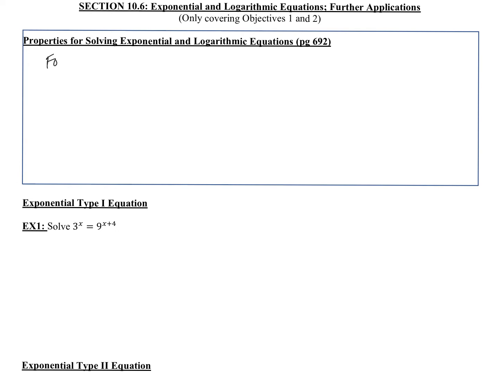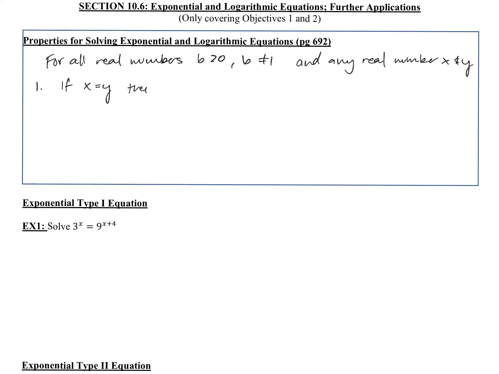So, for all real numbers, where b is greater than 0 and b is not equal to 1, and any real numbers x and y, then we have the following. First, if x equals y, then b to the x power must equal b to the y power. We've seen that if the bases are the same, you can equate the exponents. Secondly, if b to the x power equals b to the y power, then x equals y.